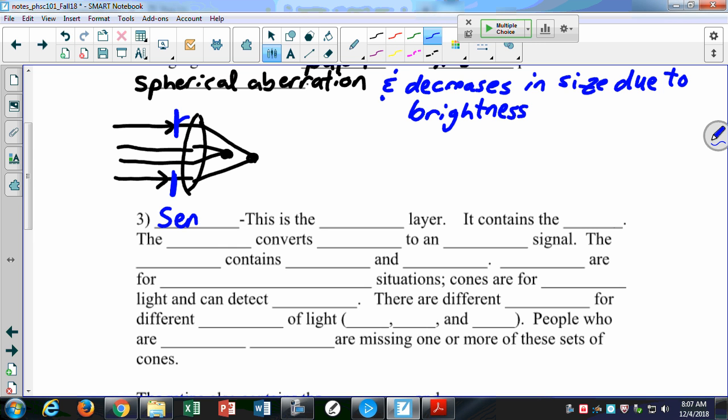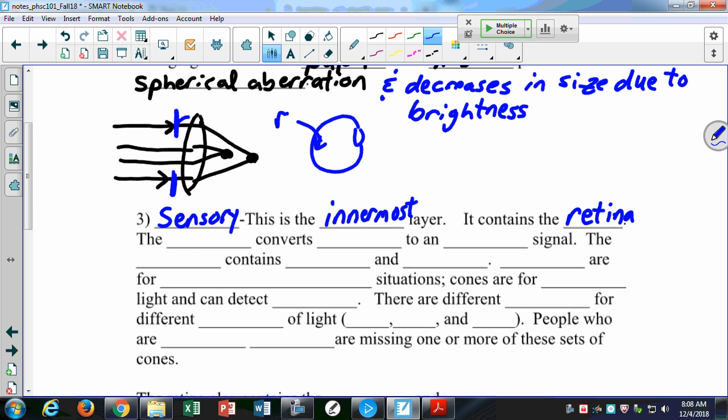The sensory layer. So three layers: the fibrous, the vascular, and now the sensory. This is the innermost layer. This is sort of where the detection occurs. It contains the retina. If we're looking at the back of our eyeball, the retina is right here. Remember, it's like the film of your eye. It detects the light that strikes the back of your eyeball and turns that into an electrical signal and sends it to your brain. So the retina converts the light to an electrical signal.